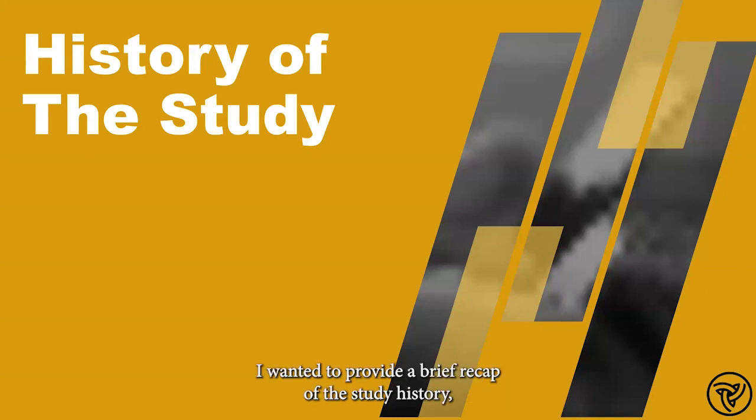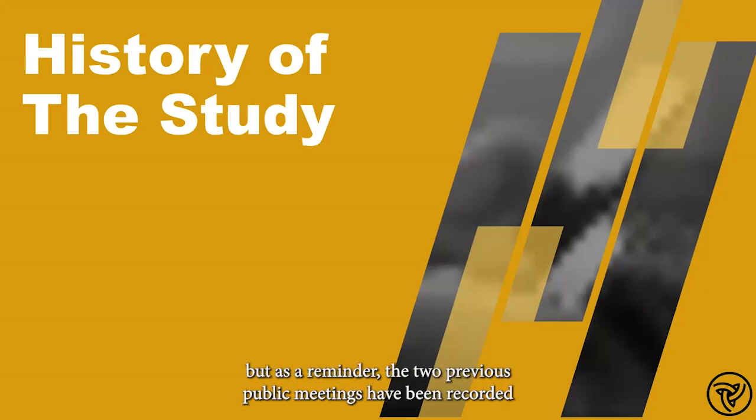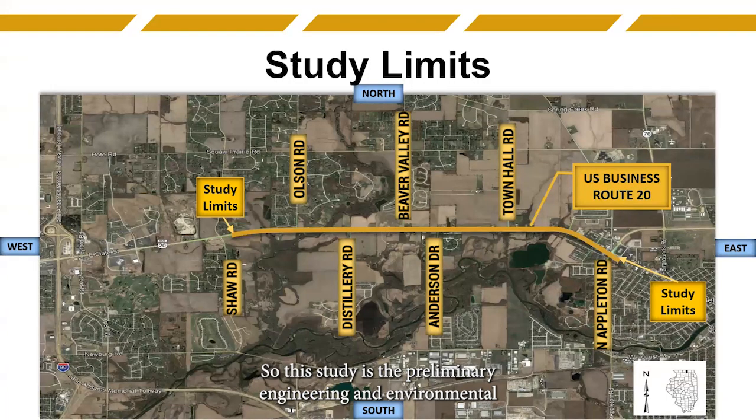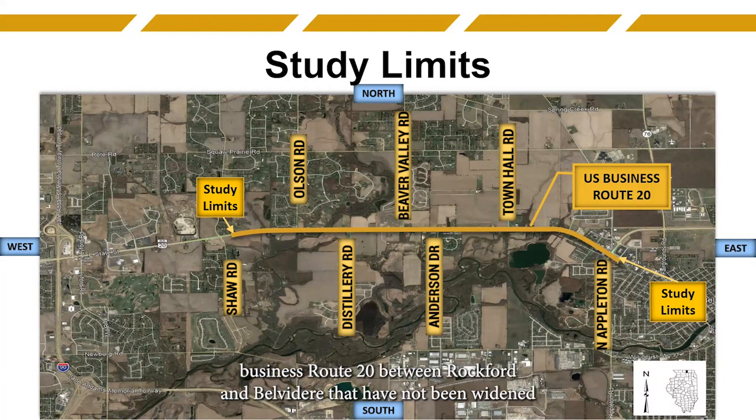In case we have any new attendees, I wanted to provide a brief recap of the study history. But as a reminder, the two previous public meetings have been recorded and are on the project website for viewing. So this study is the preliminary engineering and environmental reevaluation of US Business Route 20 from Shaw Road through the State Street Appleton Road intersection in Belvedere. What we're evaluating in the study is the reconstruction of approximately 4 miles of roadway, including widening from 2 lanes to 4 lanes to accommodate future traffic and development, and the associated impacts this may have on the surrounding environment. This segment and the one just east of here that connects to US 20 to the south are the last 2 segments of US Business Route 20 between Rockford and Belvedere that have not been widened to at least 4 lanes.